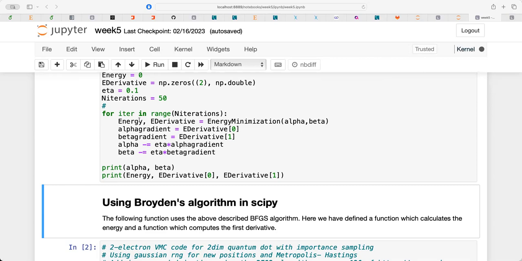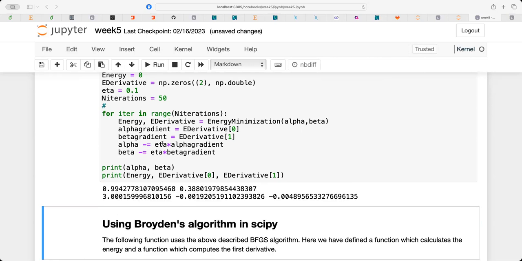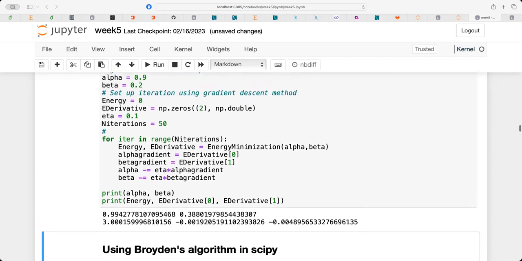Then you have to tune this parameter, eta or gamma, as we called it, in front of the standard gradient descent. You see, in this case, it actually got better. In the previous case, we had 0.0 something. Now we actually have 2 times 10 to the minus 3, and here we have 5 times 10 to the minus 3. In the previous case, the gradient was 10 to the minus 2. So this is a parameter you would need to tune, and you would typically need more iterations.